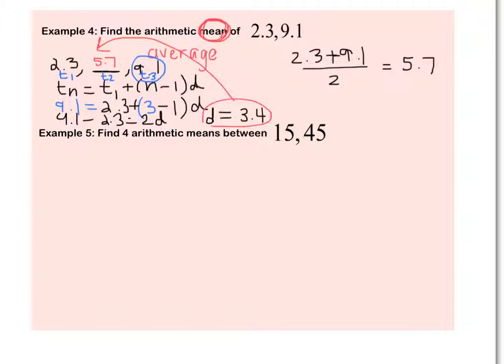So now let's do that with a few more numbers in between. We're going to do it more similar to this way now. So we have 15. We're trying to find 4 means between. So 1, 2, 3, 4. So we're trying to fill in all of those spaces.